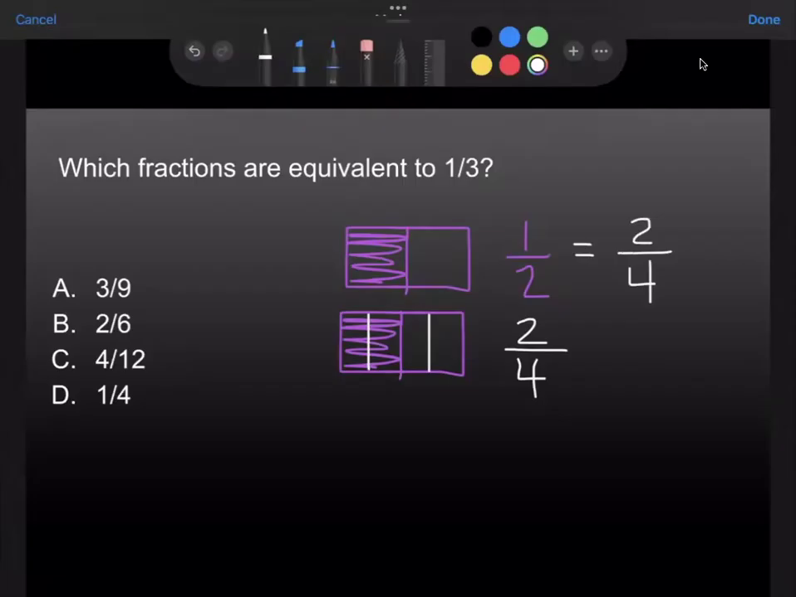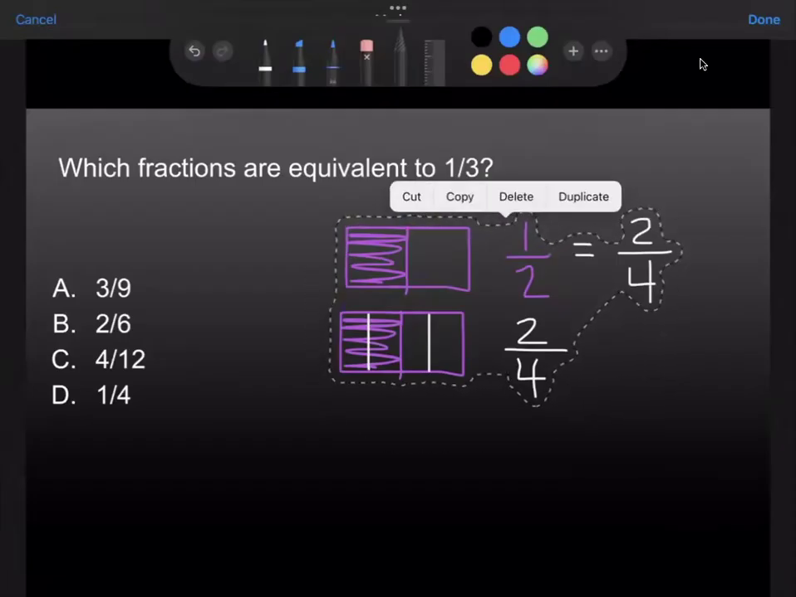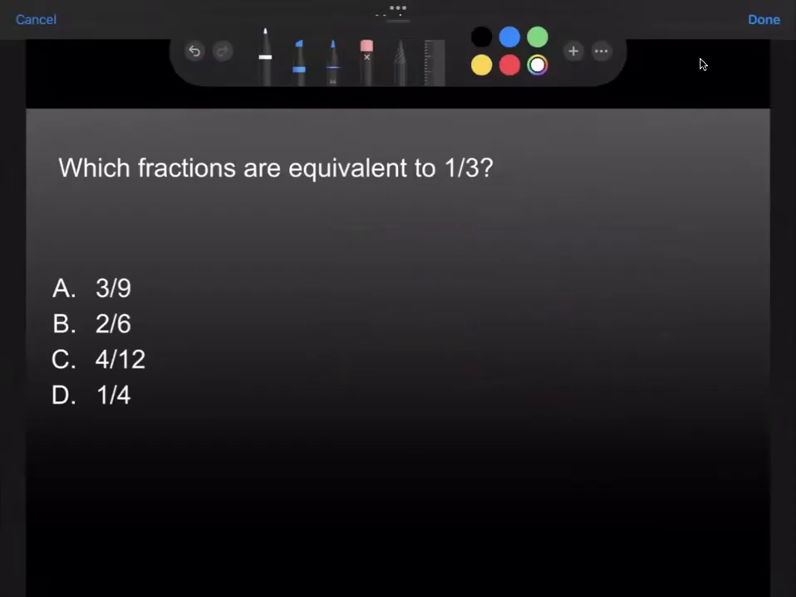So that's what we're doing today. We're taking a fraction and then we're looking for some different choices of fractions that use different numbers but are equivalent or representing the same amount. So let me delete that one and let's focus on our first one here. We're trying to find a fraction that's equivalent to 1/3.